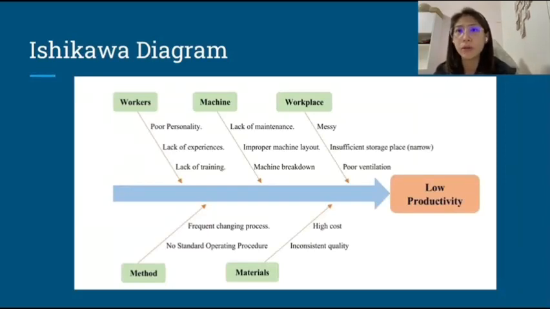A workplace in narrow, small, messy, and unclean condition, as well as poor ventilation and lighting, will also result in low productivity. There are some methods in the production of furniture that influence low productivity. These are a semi-automated process, frequently changing process, and no standard operating procedure being implemented. Last but not least, the main cause is the material used in the production. Some of the material problems that affect low productivity are the high cost of raw materials, inconsistent quality of material, and sensitive inventory. Based on the information, researchers must continue to find out the most critical causes that result from the different types of major causes.